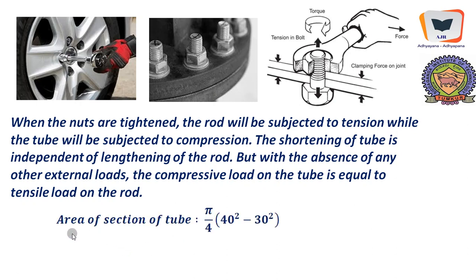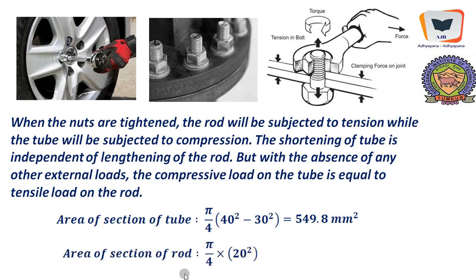Therefore, first of all, we will find the area of cross section of the tube. It is pi by 4 into 40 squared minus 30 squared, outer circle squared minus inner circle squared. Thereby we are getting the annular area where the material is present, 549.8 millimeters squared, and the area of section of the rod is pi by 4 into 20 squared, because the rod measures 20 millimeter in diameter. So we have got the area.